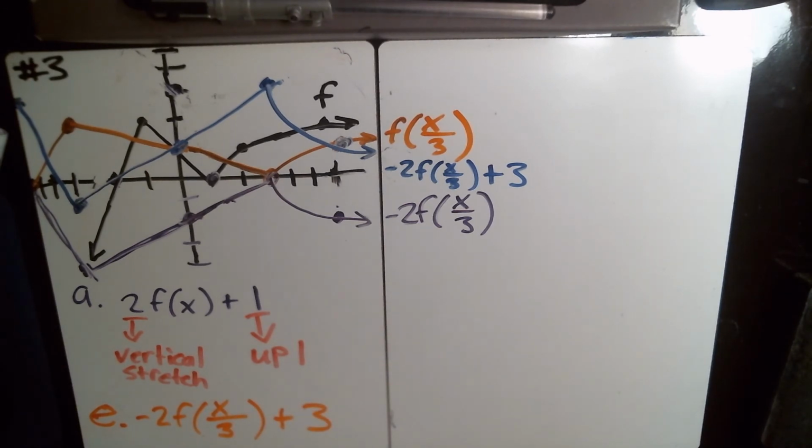So hopefully that's not too confusing, but that's how you graph these. You just do the sequence of transformations. You start closest to x and work out from there. So hopefully that helps. I will see you guys in the next video.